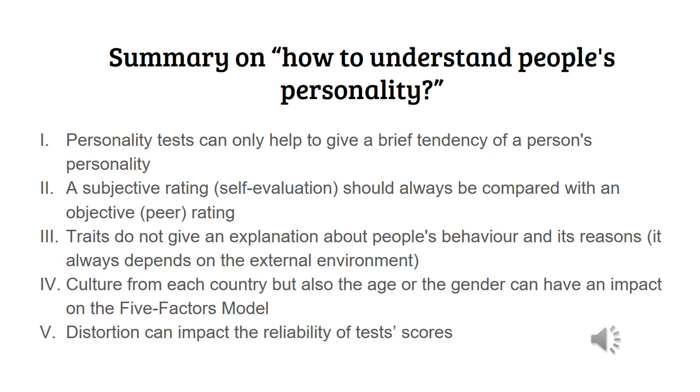Let's conclude with a short summary on how to understand other people's behavior. First, personality tests can only help to give a brief tendency of a person's personality. Second, we found out that the subjective rating should always be compared with an objective peer rating. Third, traits do not give an explanation about people's behavior and its reasons, as it always depends on the external environment. Fourth, the culture of each country, but also the age or the gender, can have an impact on the five-factor model. Fifth, distortion can impact the reliability of test scores.